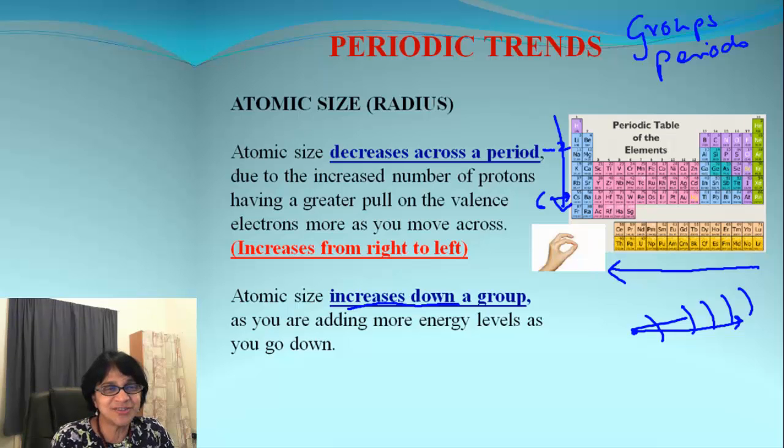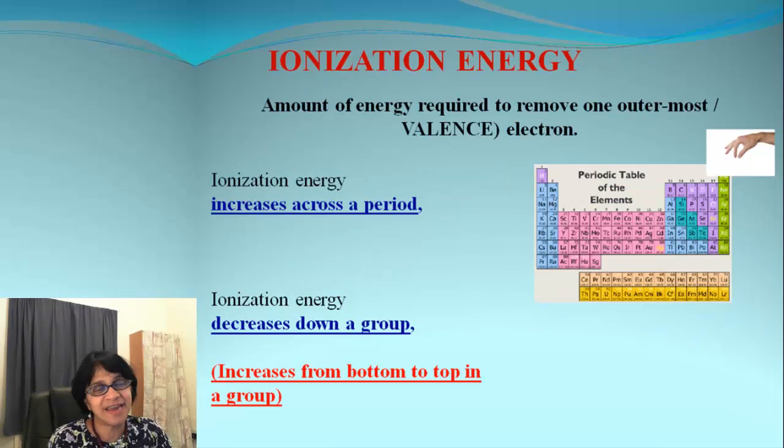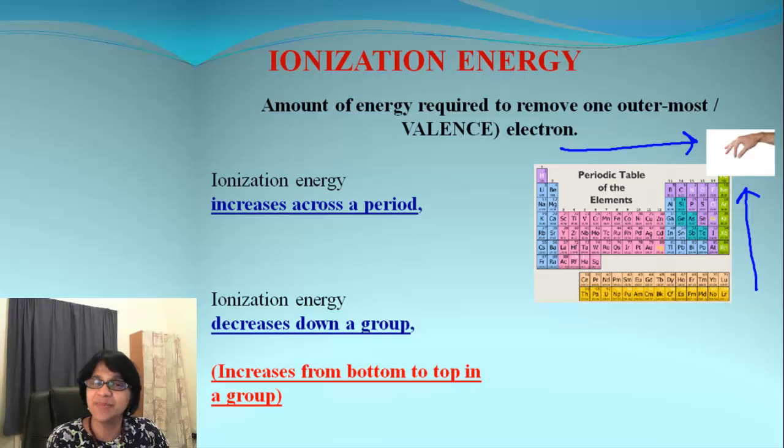Okay, moving on to the ionization energy. And in this case now, I am going to ask you to pinch the periodic table to the top right. So when you do that, across the period from left to right, it will be increasing. And when we go down in a group, it's decreasing, or look at that, opposite to that, it will be increasing from bottom to top.